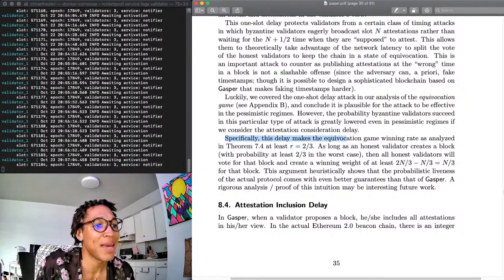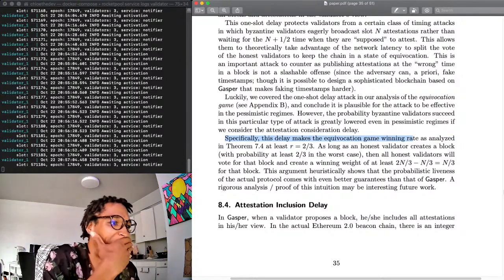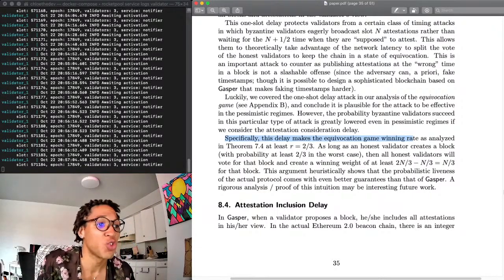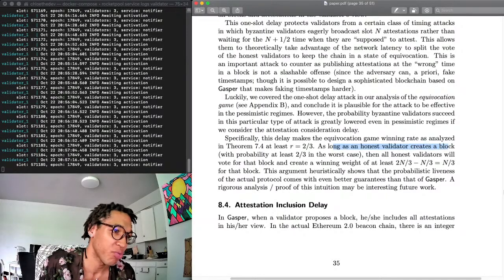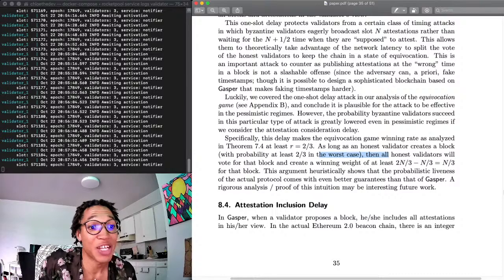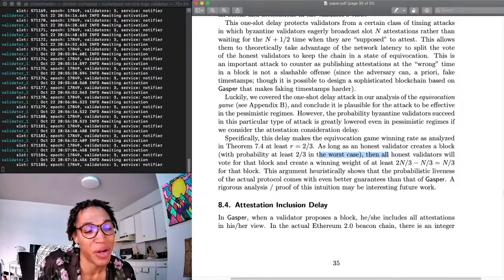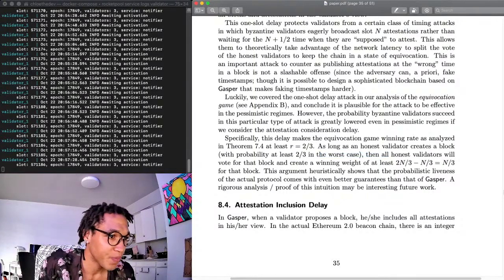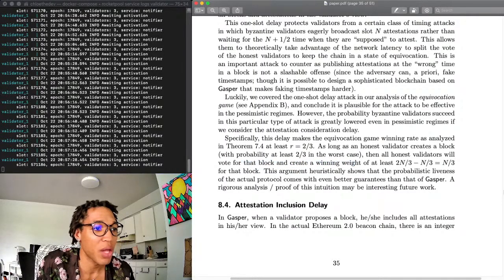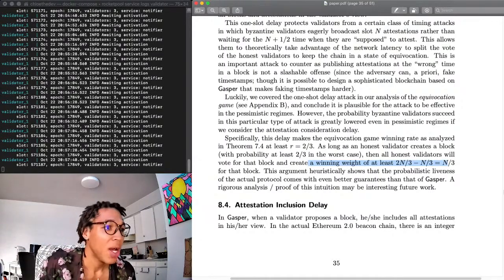Specifically, this delay makes the equivocation game winning rate as analyzed in Section 7.4 at least R equals 2/3, as long as an honest validator creates a block with probability at least 2/3 in the worst case. So you need one honest validator at some point to create a block, and then eventually all the other honest validators should vote on it. But anyways, so that winning block needs to be justified. So it needs a winning weight of at least 2/3 over 1/3, which would be 2/3 minus 1/3, which is at least 1/3, for that block.